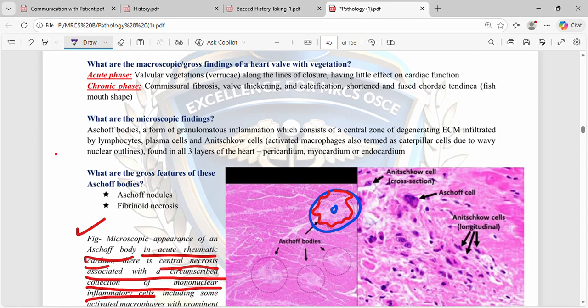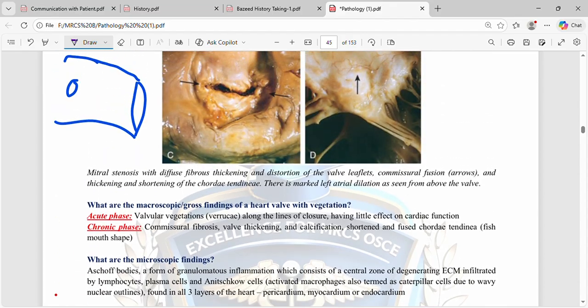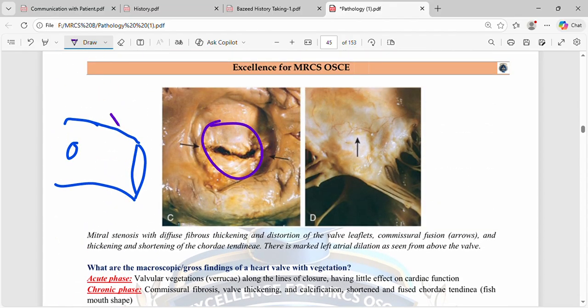What are the macroscopic gross findings of the heart valve with vegetation? In the acute phase, valvular vegetations, which are called verrucae, form along the lines of closure, having little effect on cardiac function. In the chronic phase, there is commissural fibrosis, valve thickening and calcification, and shortened and fused chordae tendineae, giving a fish mouth shape. So here you can see this is the fish mouth shape.